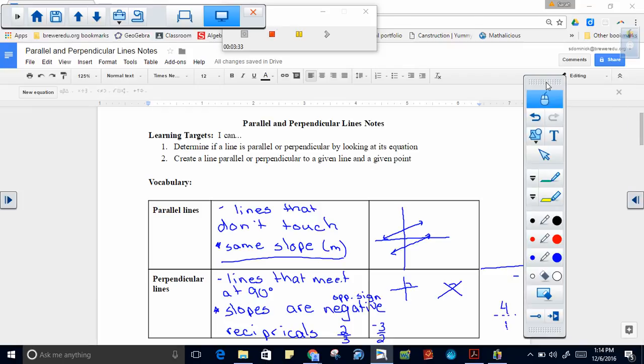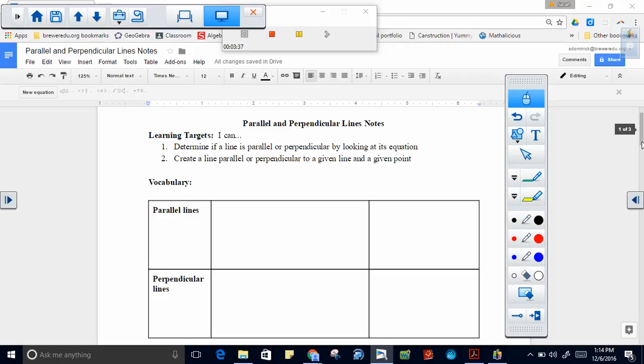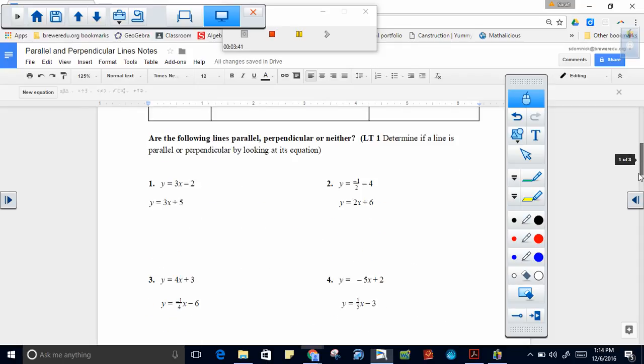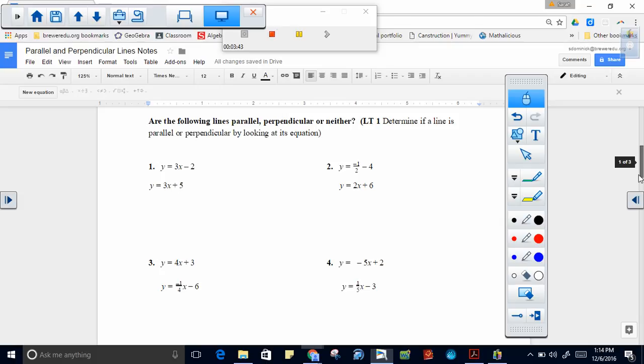So let's do some examples of the first learning target, just deciding if they're parallel or perpendicular. So right here, I just want to know, are they parallel, perpendicular, or, which is always an option, neither. So your first step is to come up with the slopes. That's step 1. Find slopes. If it's already in y equals mx plus b, my slope here is 3 because it's the coefficient of x. It's the number in front of x. And here my slope is also 3. Since my slopes are equal, that means that these lines are parallel.